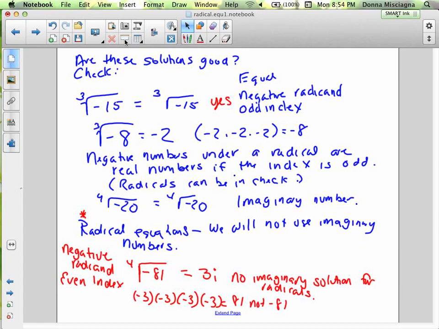All right? So if you have the fourth root of negative 81 equals the fourth root of negative 81, that's no solution because the fourth root of negative 81 is an imaginary number. Right? It's a complex number. All right? So very important. Make sure you don't give me as your answer a complex number.